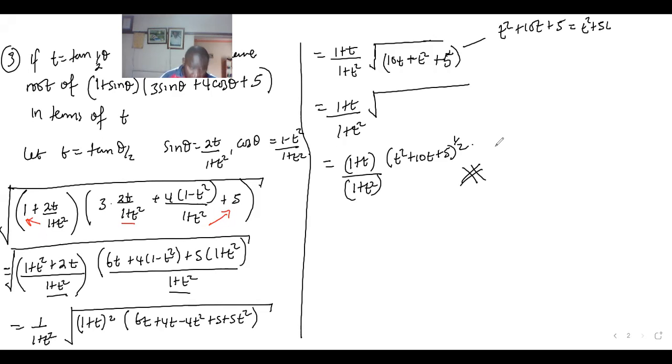You guys, we are wrong. This is number 2. Number 2, the answer is this one. The answer is 1 plus t over 1 plus t squared, very correct. But this one is 3 plus t. Let's check our algebra again.